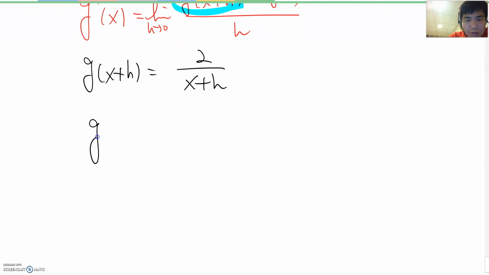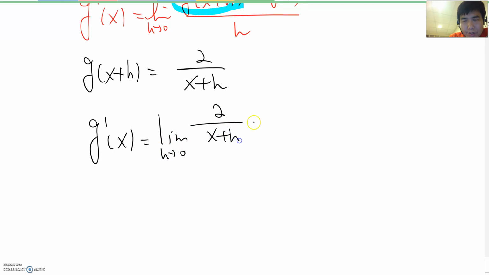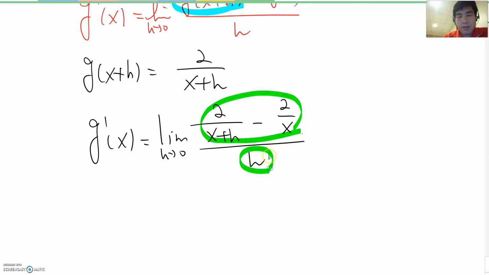Therefore, g prime of x equal to the limit as h moves to 0 of 2 over x plus h minus 2 over x, over h. So this is the complex fraction form. There are many different ways to simplify this expression, but one method is to separate the numerator expression and denominator and find their common denominators separately. As you see, in the numerator the denominators are x plus h and x, but the denominator h you can rewrite as h over 1, so 1 is the denominator. Therefore, the LCD becomes 1 times x plus h, which is x plus h.